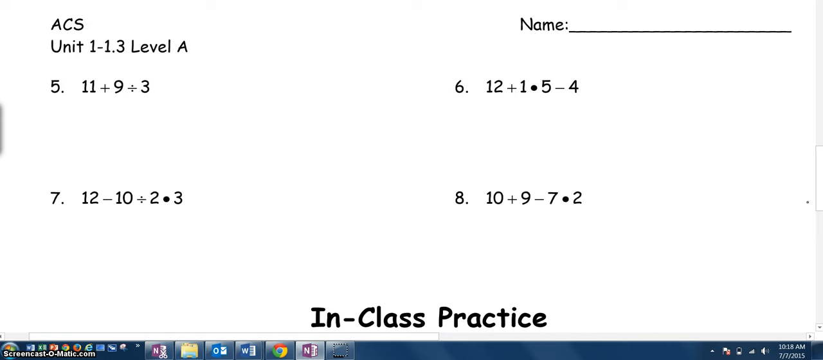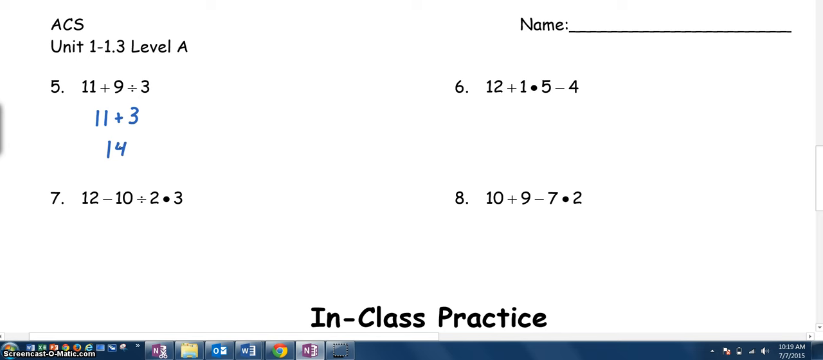In number 5, I have 11 plus 9 divided by 3. So my 2 operations in this problem are adding and division. So remember that division comes in the third step, so I need to do that first. 9 divided by 3, so I have 11 plus 3, and then I can do my addition, which is 14.